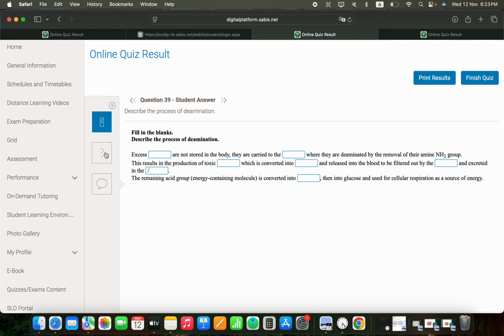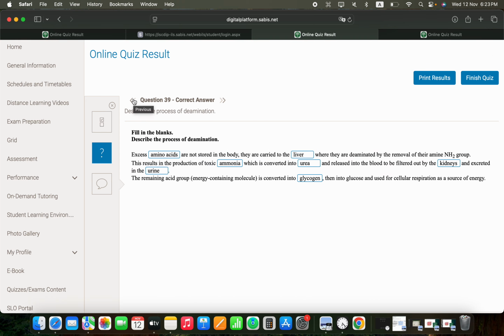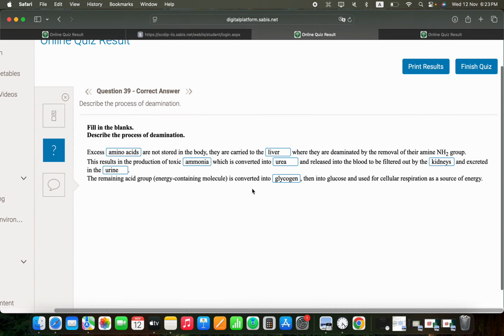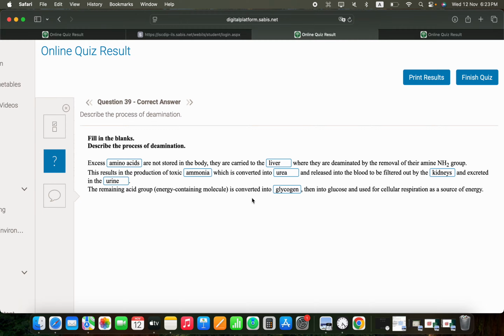So, moving on. This is the process of deamination, which you also need to know. Excess amino acids are not stored in the body. They are carried to the liver, where they are deaminated by the removal of their amine NH2 group. This results in the production of toxic ammonia, which is converted into urea and released into the blood to be filtered out by the kidneys and excreted in the urine. Now, the remaining acid group is converted into glycogen, then into glucose, and used for cellular respiration as a source of energy.